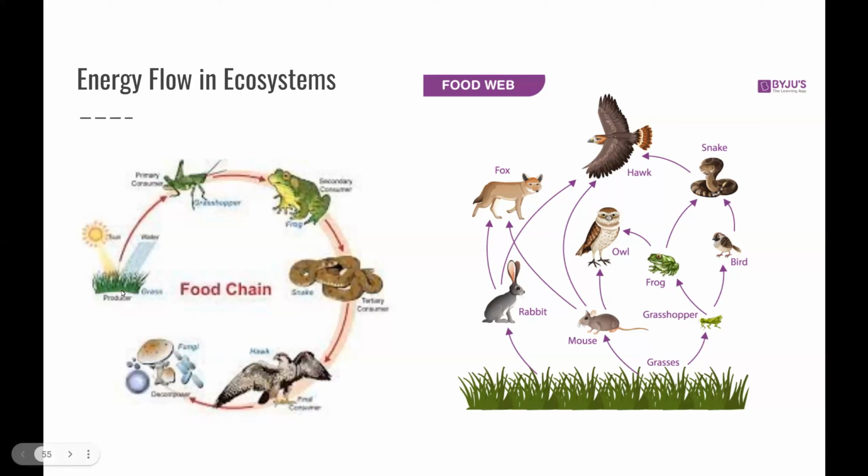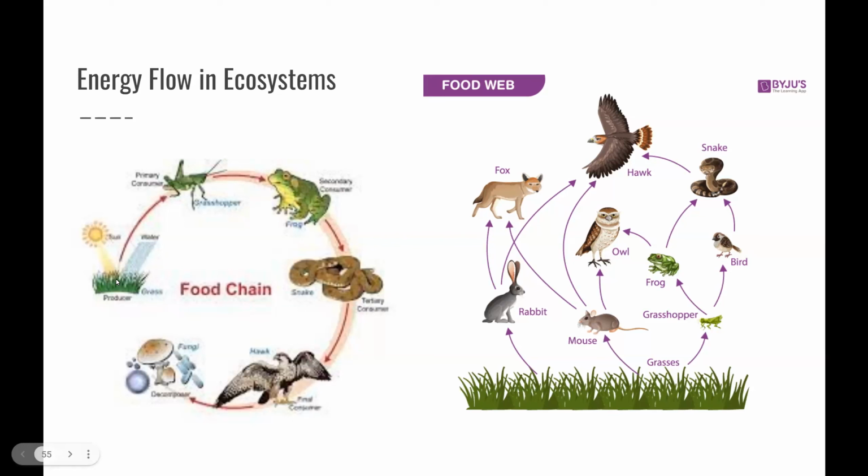All energy for an ecosystem ultimately comes from the sun, but animals cannot get energy directly from the sun. Only plants can, because plants are the only living things that can do photosynthesis. And we learned that photosynthesis is the process of capturing that energy from the sun and storing it in glucose. So this is where all food chains begin.